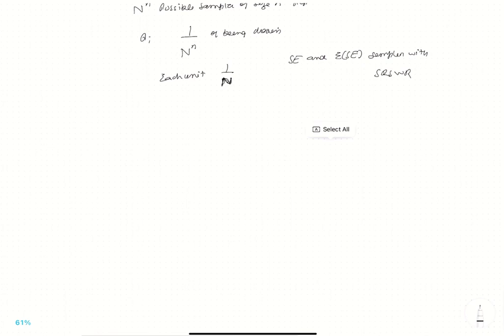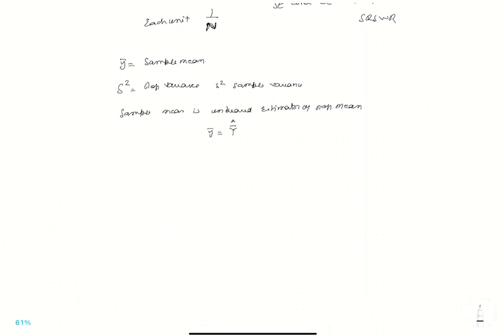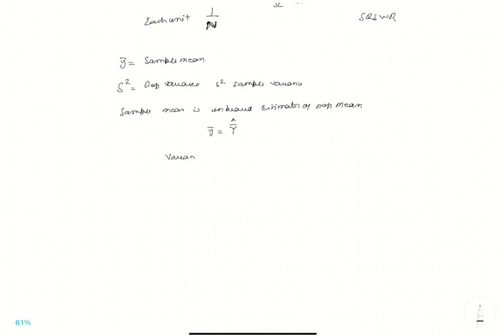So if y bar is the sample mean and S square is the population variance and small s square is the sample variance, then the sample mean is an unbiased estimator of the population mean, or E of y bar is equal to Y bar, and the variance of y bar is S square by n times (1 minus n by N).